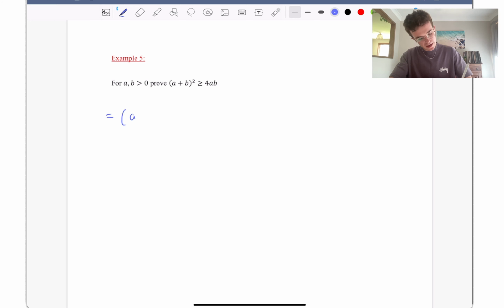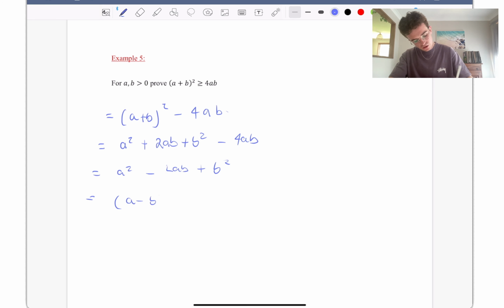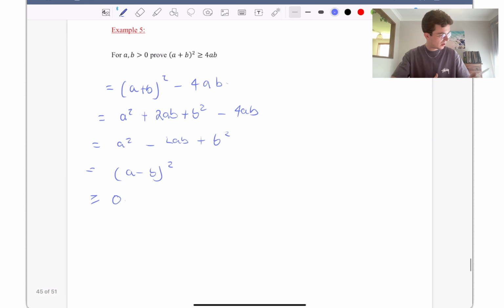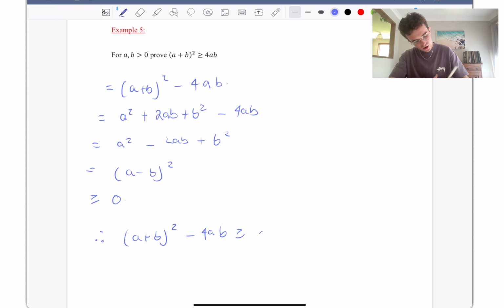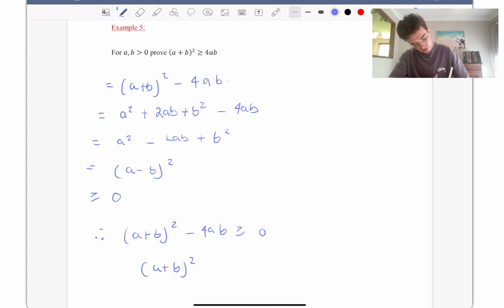So a plus b squared minus 4ab. If we expand that, we're going to get a squared plus 2ab plus b squared minus 4ab. And that is equal to a squared minus 2ab plus b squared, which of course is a perfect square. So that's a minus b squared. And a minus b squared has to be greater than 0 because if you square any real number, you get a number greater than 0. So therefore, a plus b squared minus 4ab is greater than 0, and we've proved that a plus b squared is greater than or equal to 4ab. QED.